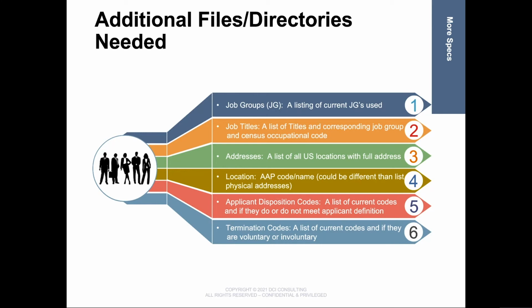Applicant disposition codes, again, we're going to have your full list if we've been working with you or we've been preparing your plan. But if anything changes, maybe you get a new tracking system and you have all new codes, if you could give us a list of those. If there's a new code that you forget to tell us about and we can't tell if it meets the definition of an internet applicant, then we'll put it on that data question list and send it back to you and have you talk us through, and we'll make the decision together if they are indeed an applicant or not. Same with termination codes.